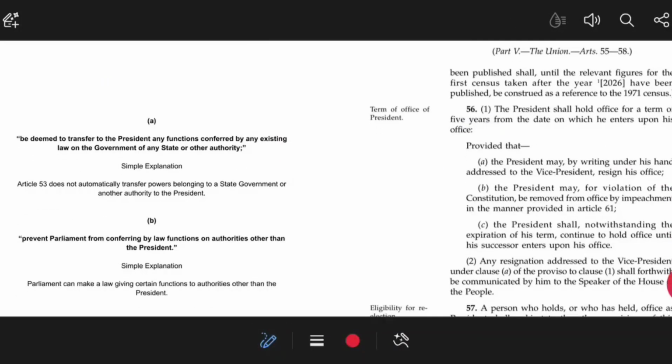Let me make it very simple: Article 53 does not automatically transfer power belonging to a state government or another authority to the president. Not automatically. Let's suppose there is a national emergency or a state emergency. At that moment the president will acquire the power and parliament also will acquire the power, and the president can issue ordinances when there is no assembly. If there is no assembly in a state legislature, say the assembly is suspended, then only the president can issue ordinances. That simply means the president does not get power that is basically held by the state government directly or automatically. It depends on the situation.